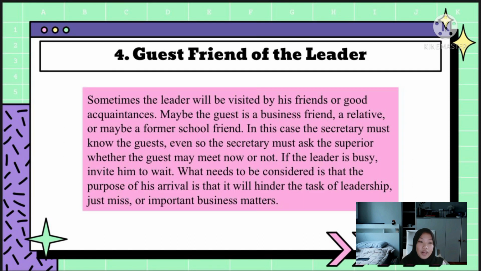Next is guest friend of the leader. Here's the explanation. Sometimes the leader will be visited by a friend or good acquaintance. Maybe the guest is a business friend or maybe a former school friend.